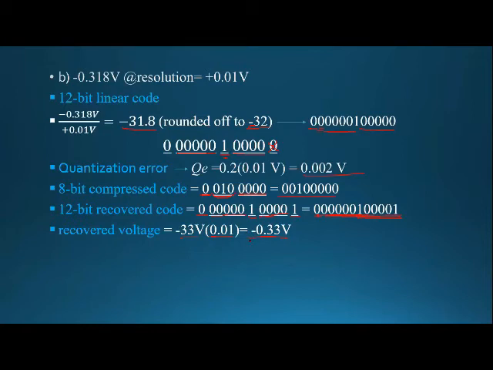Negative 0.33 volts, as you can observe, is not the same as our original value. So there is a quantization error. At the same time, there is a compression error. Quantization error is when we round off, and compression error is when we encode and decode that voltage.